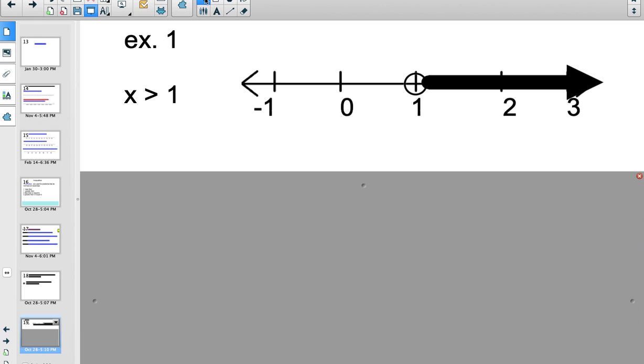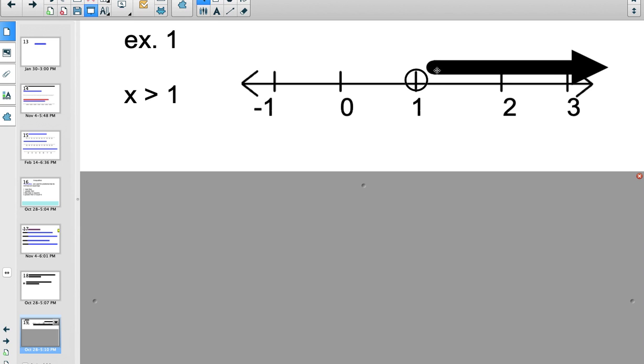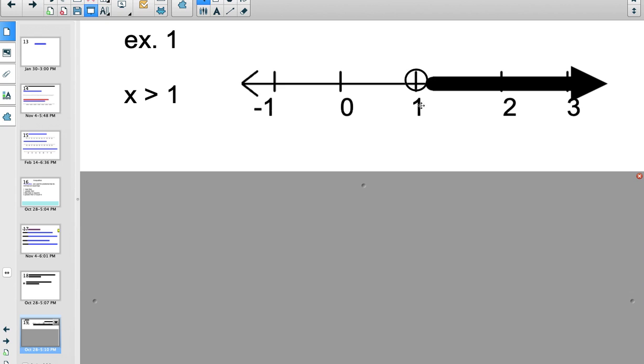Can you give me one value that satisfies this? 2. What about 1.5? What about 1.1? Yes, that would work. Some people graph it hovering above the number line like this. It's not wrong, I just don't like it. I prefer if you graph on the actual number line and shade which way you're going. That's what you'll see most of the time. Some people do elevate it, but I'm not one of those people.